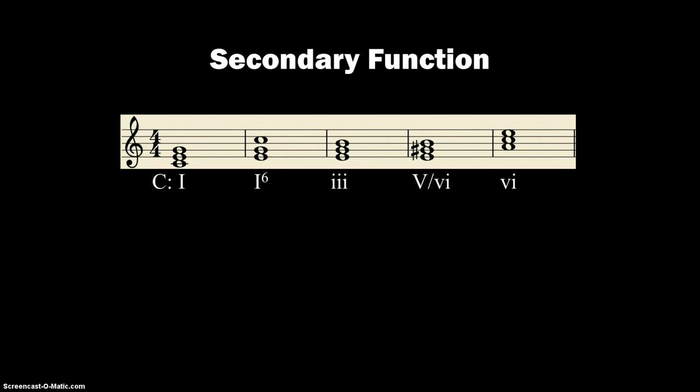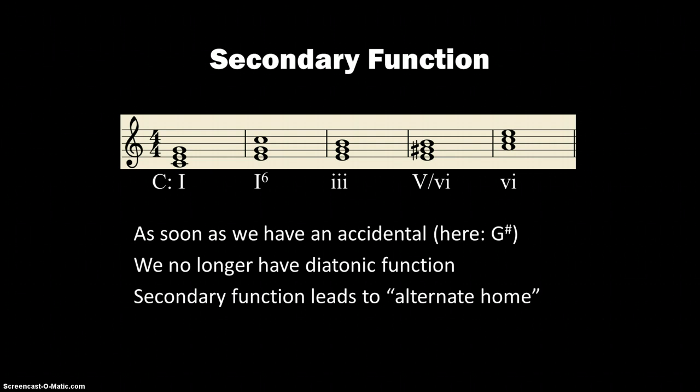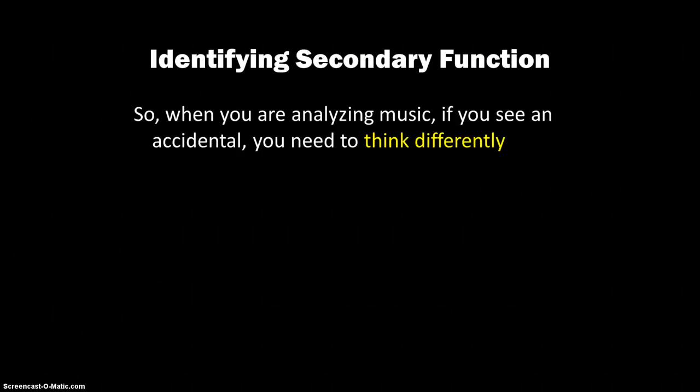So notice that E major chord really pulls us to the new tonal center, the temporary tonal center of 6 there, or A minor. Okay. Again, once you have an accidental, no longer diatonic function, it's secondary function because it's leading to a secondary home or an alternate home.